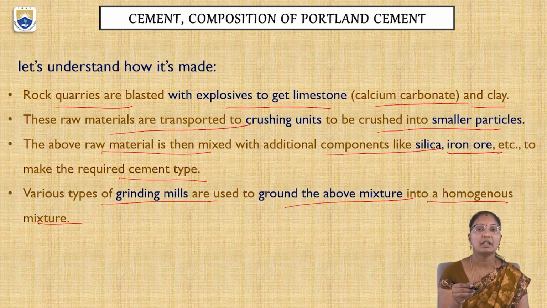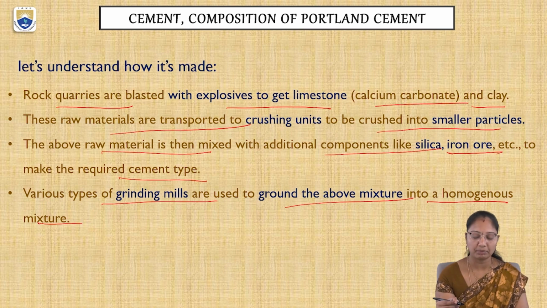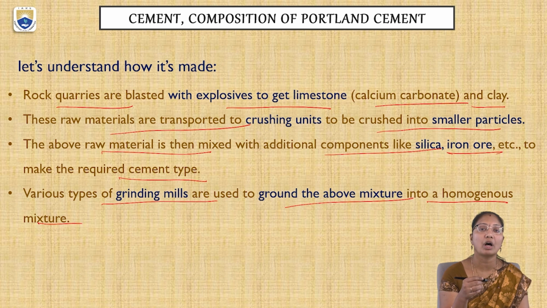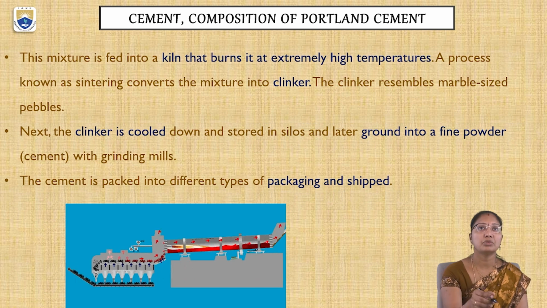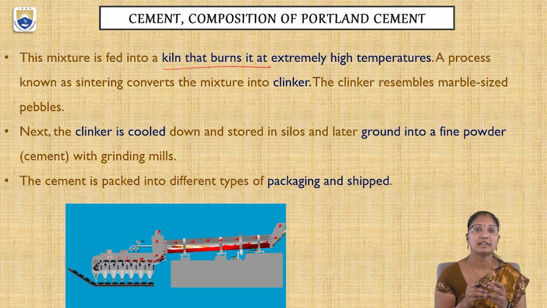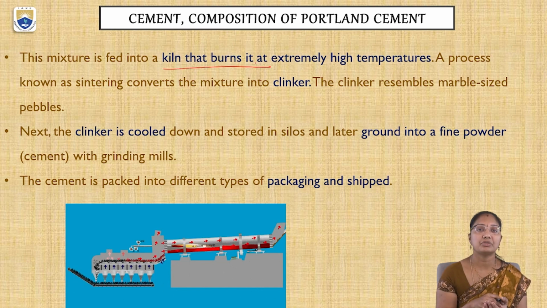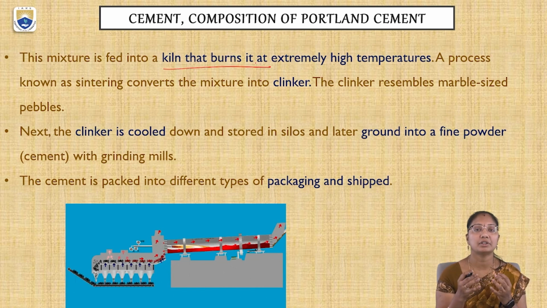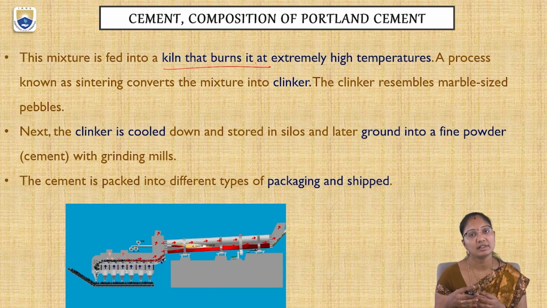That means the addition of the silica and iron ore should be uniform all over the limestone material. This is then moved to the kiln. The mixture of iron and silica with the limestone is mixed properly, and this homogeneous mixture is introduced to the kiln, where the heating process happens.